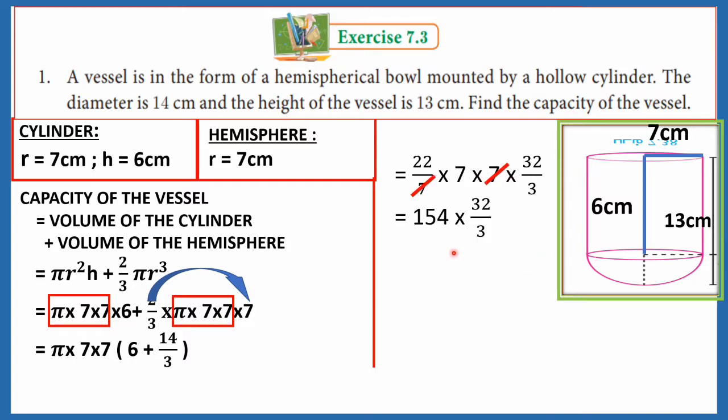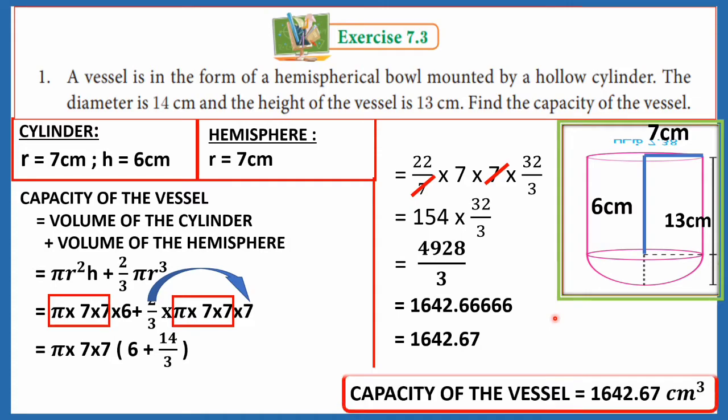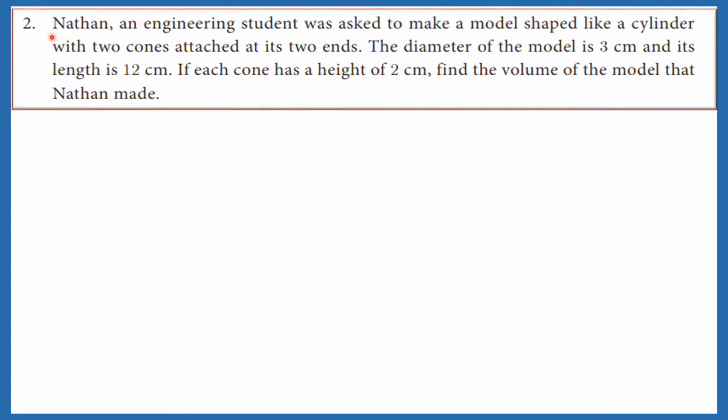Then multiply the numerator and divide by 3. We get 1642.6666. Round off to 2 decimal places, 1642.67. So capacity of the vessel equals 1642.67 centimeter cube. Second sum.